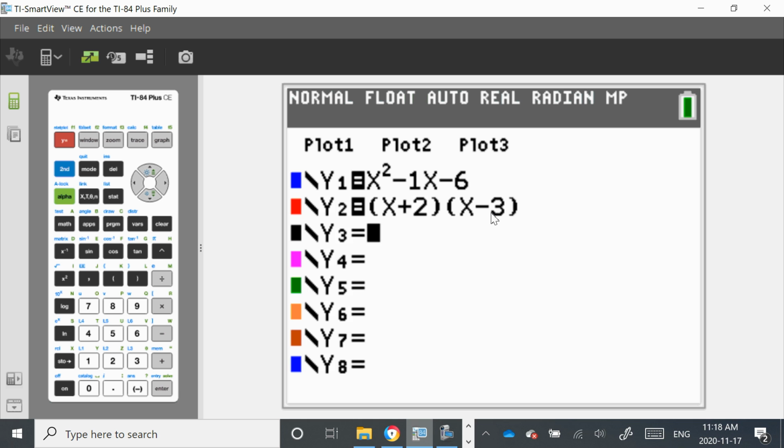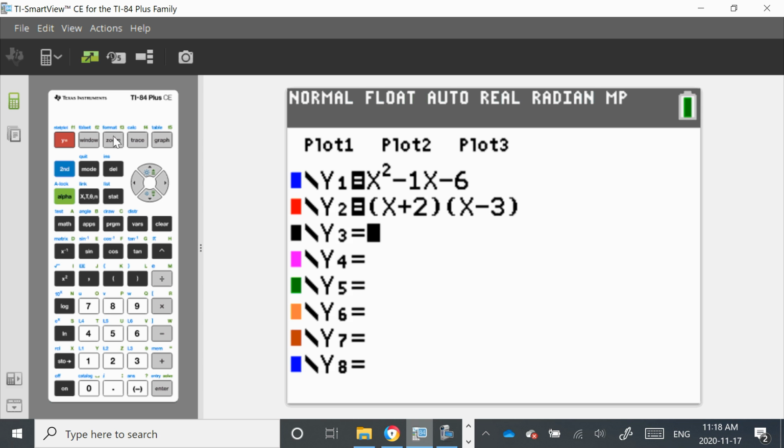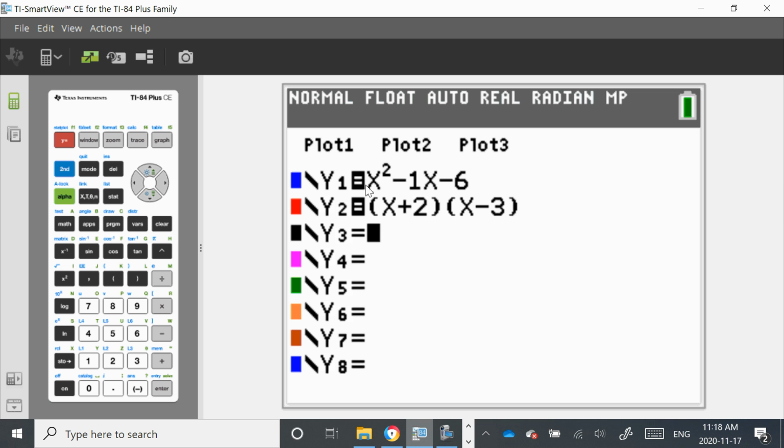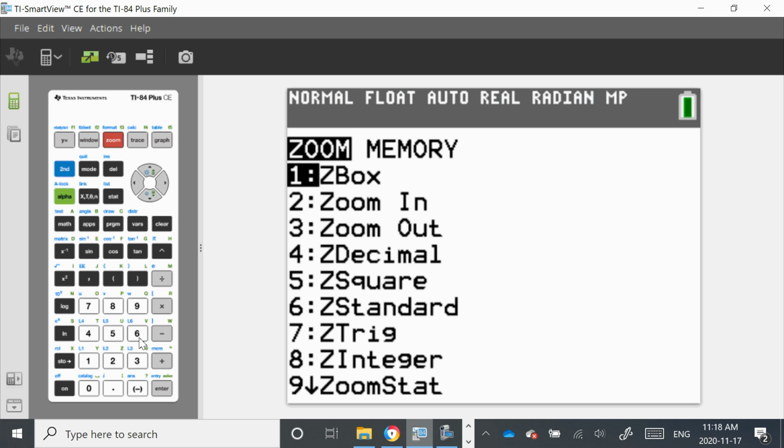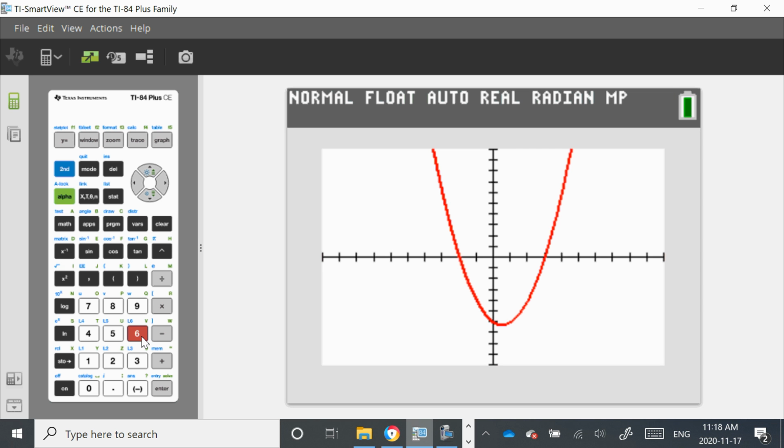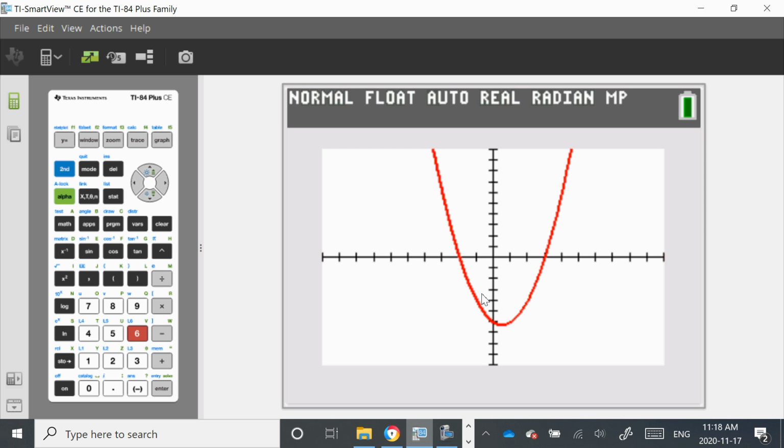When I hit graph, and if you've changed your calculators, you might want to hit a Zoom 6 standard, so maybe I'll do that. This graph is going to be entered in blue. And this graph, if you watch closely, will be in red. If you factored it correctly, these will be identical graphs. So I'm just going to do a Zoom 6 standard. And there was my y1 really quickly right on top of y2.